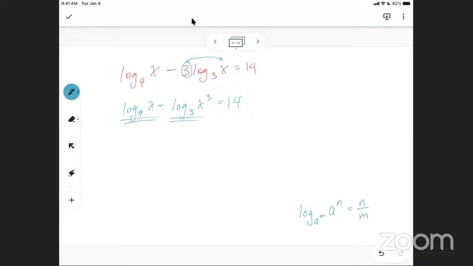Are you sure you wrote that problem out right? Log base 9 of x minus 3 log base 3 of x equals 14. Yeah, so that is what it says, huh? Okay, so let me think if there's another way I can do this.